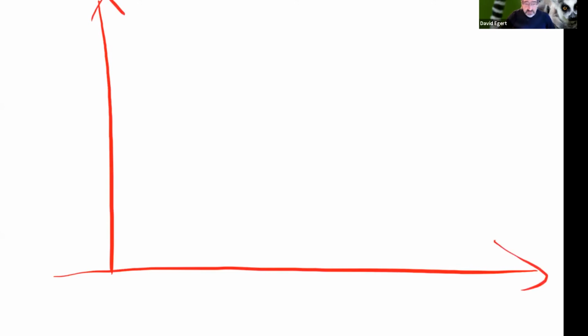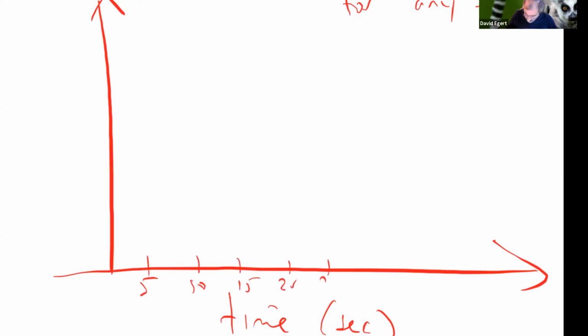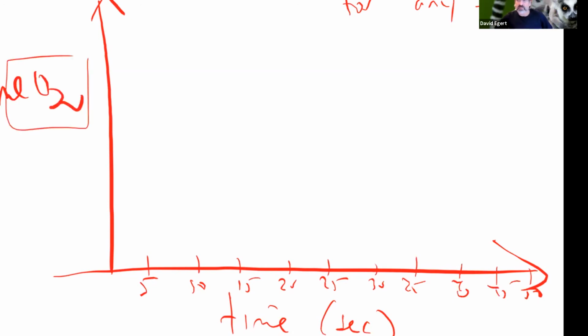So basically, you are going to end up getting a graph for each trial. For any particular trial, there's going to be time in seconds: 5, 10, 15, 20, 25, 30, 35, 40, 45, 50, right? You're taking readings every 5 seconds. And then you're going to have mils of oxygen, which is going to be 50 minus whatever the burette reading is.